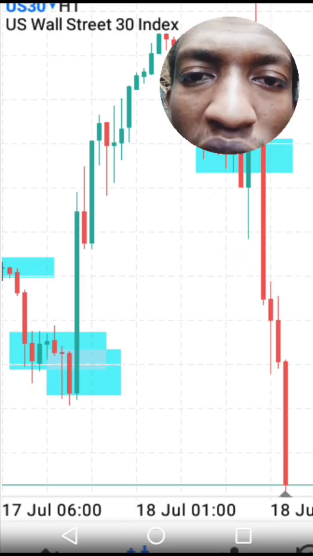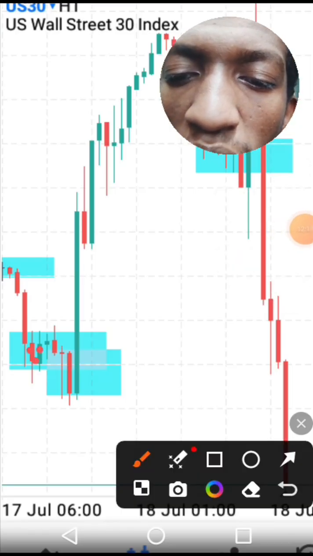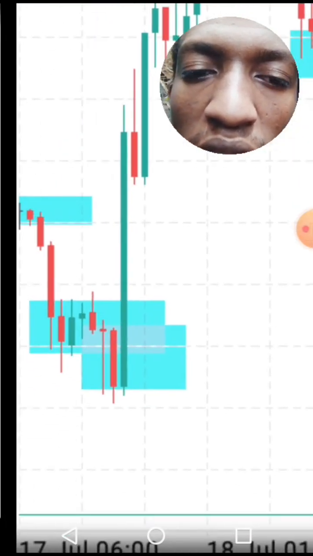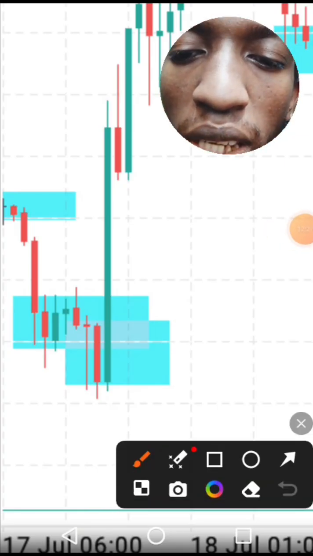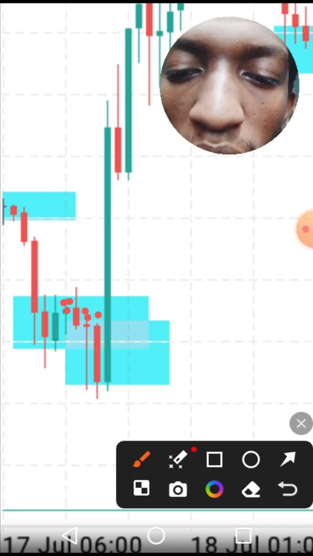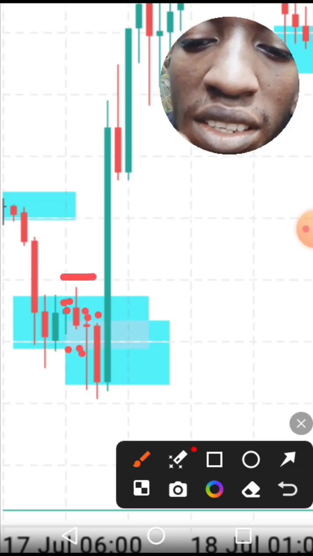Finally, what happened? We formed another black box here. 3, we didn't break it. Then it got sniped. I mean, it got really focused. 2, 3, not the whole one. It is only this one, so I will sell that one. That's the sell. Stop loss up there.